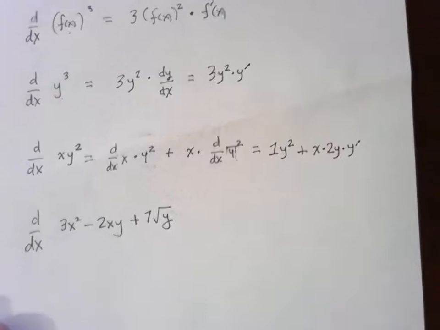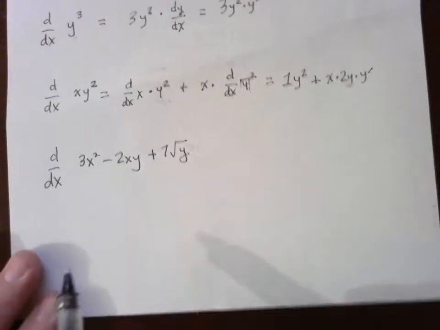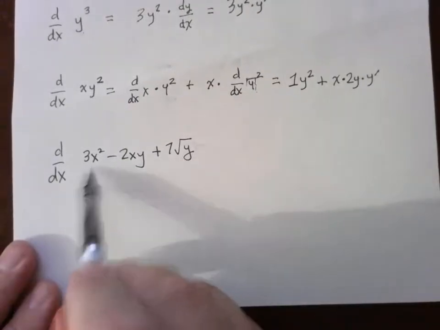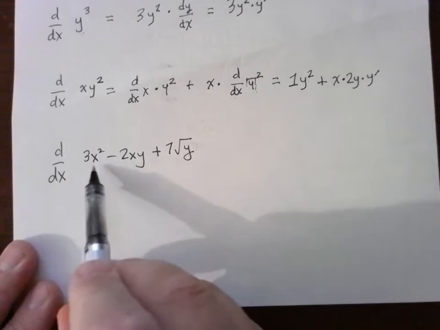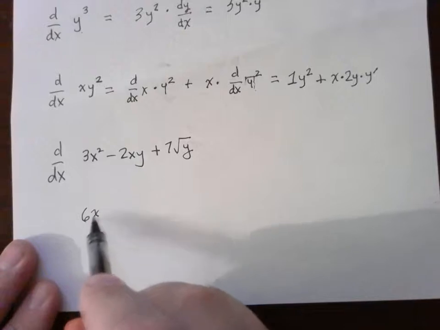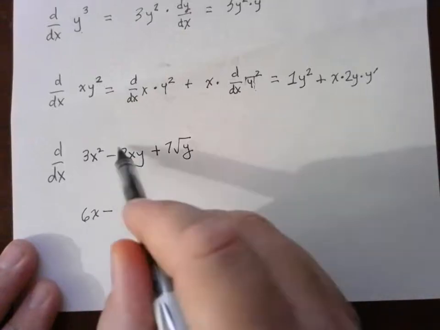One last example. Here's a 3-term example. So we know derivatives go term by term. So the derivative of this, there's no y's in here. This is just a straightforward 3x squared. So I take its derivative, I get 6x minus. Now this is a product.